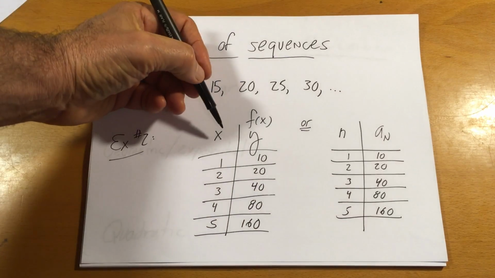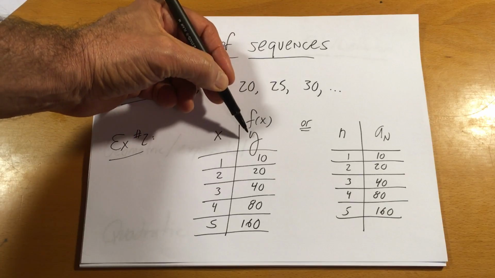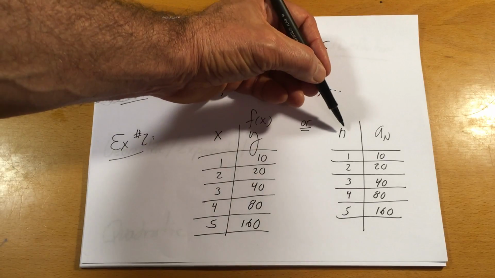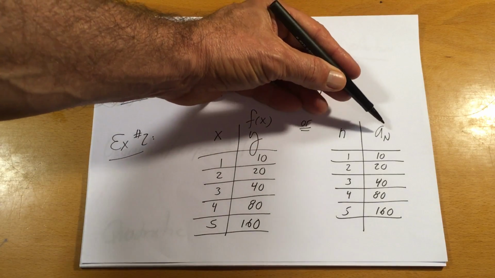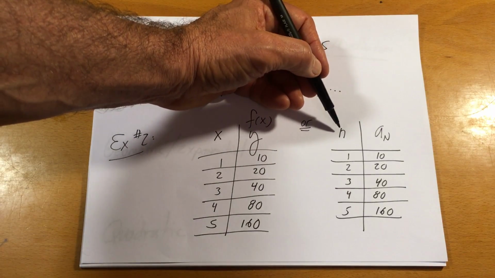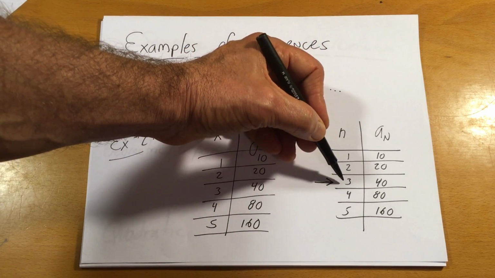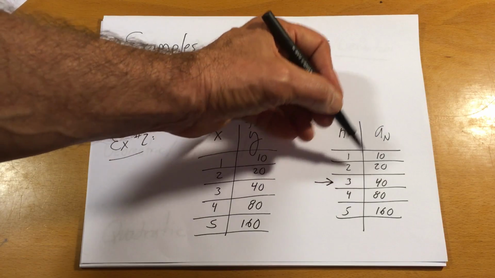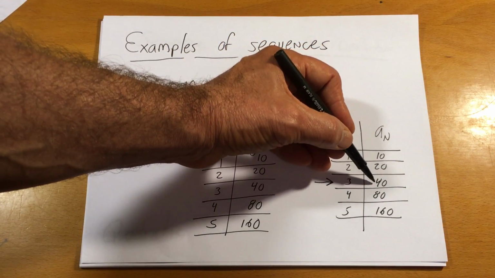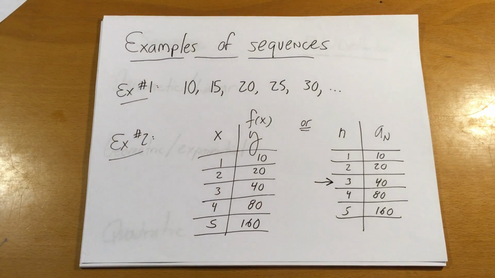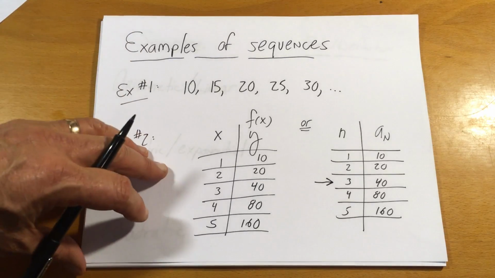In addition to using the variables x and y, sometimes they use x and f of x. That's fine. But other times they use the number n and a sub n, where n is the variable that represents which term. So for example, right here we have n is equal to 3, which means it's the third term in the sequence. And a sub n would be the value of the third term. So 40 is the value of the third term. This is just some notation, really, and you have to get used to the notation. It's not too difficult with practice.